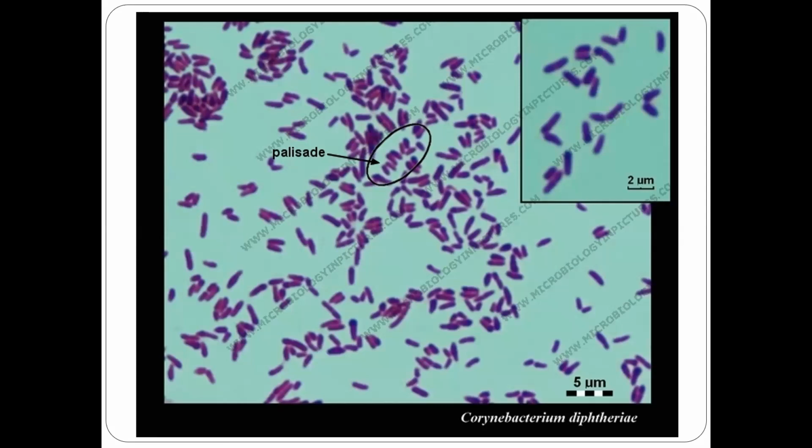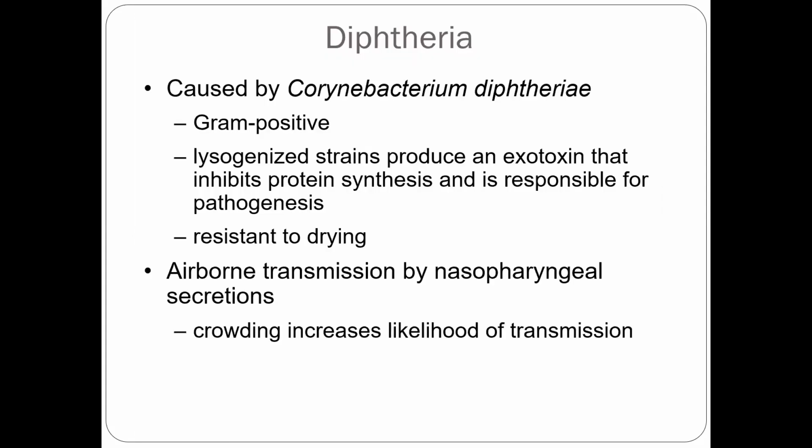So the first one you see here is Corynebacterium diphtheriae, which is gram-positive rods with palisades, club shape. And this is under a phase contrast microscope. Now, Corynebacterium diphtheriae will generate exotoxin. They will inhibit protein synthesis, and they are resistant to the drying process. They usually transfer through the airborne route from nasopharyngeal secretions, so in a crowded area it usually causes transmission.